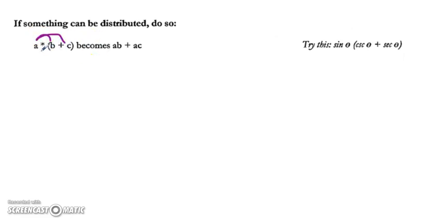Okay, so that is like taking A times B plus C, which would be AB plus AC. So try this distribution on your own and then simplify it if you can. All right? See you back here in a second.